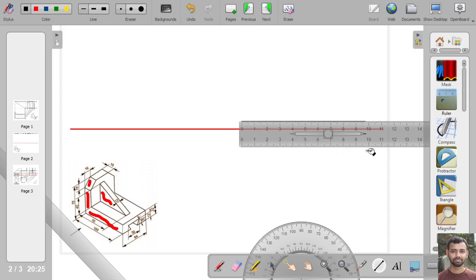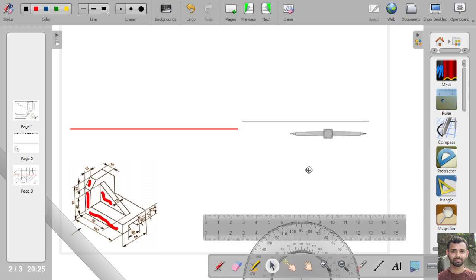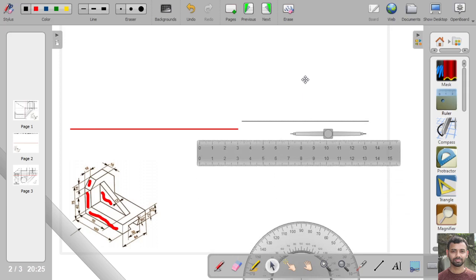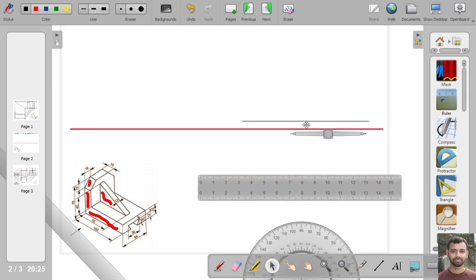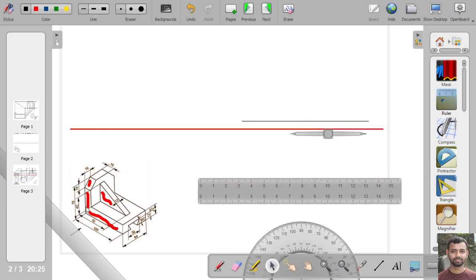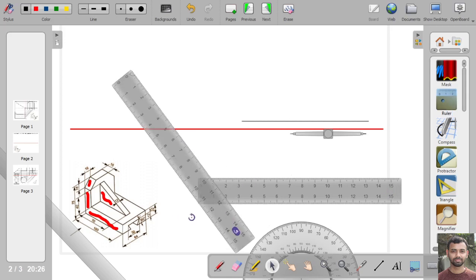The total dimension is given as 100 mm. Next is this height. The total height is 75 mm, so we will draw 75 mm.